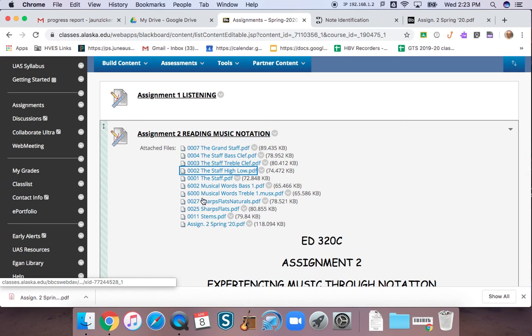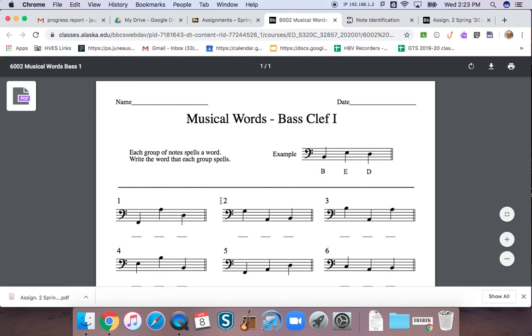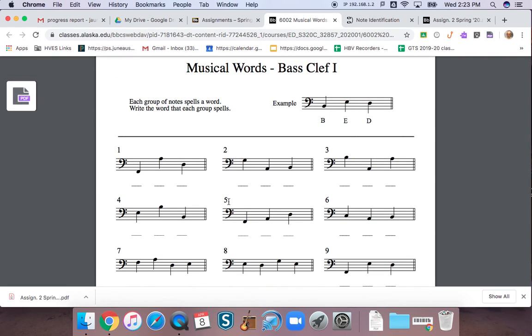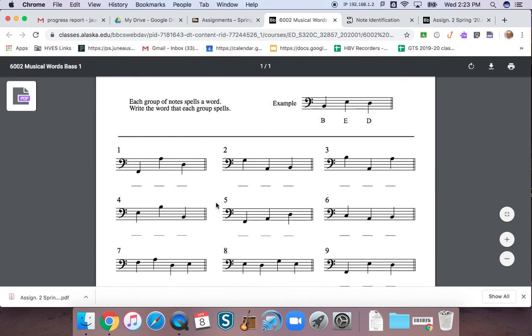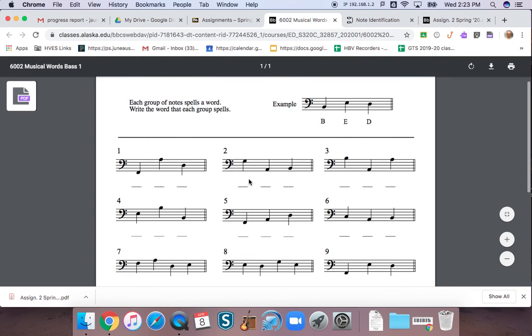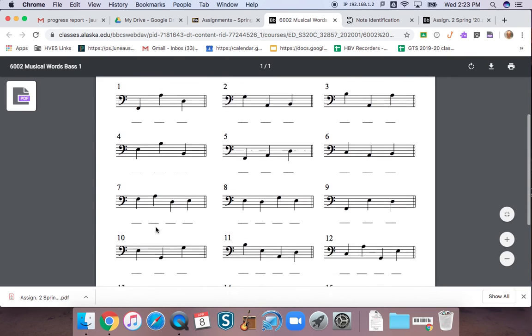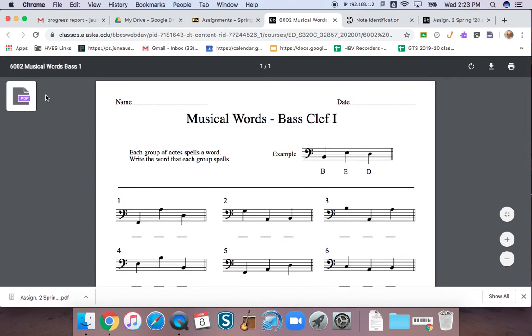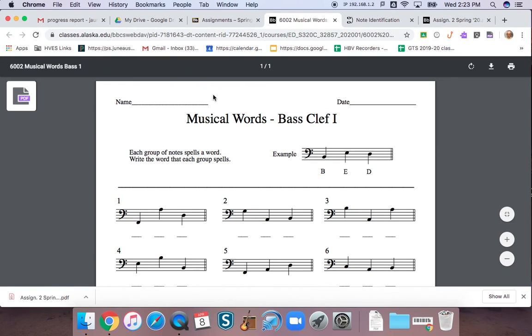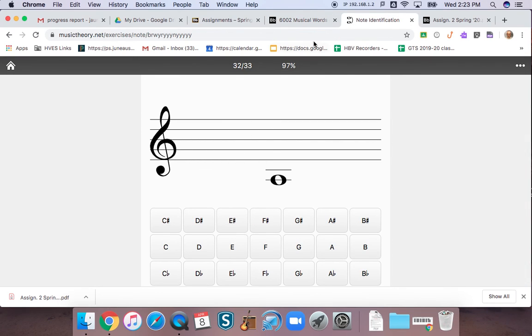So go through all these worksheets. Here's one where they have you just identify the note names. This is bass clef. Make sure that you pay attention to bass clef or treble clef, and they all form a word. So that's how you know you're right. Or you can go back to your grand staff and look them up. So definitely do the worksheets first, and then when you go to these drills, it'll be a lot easier.